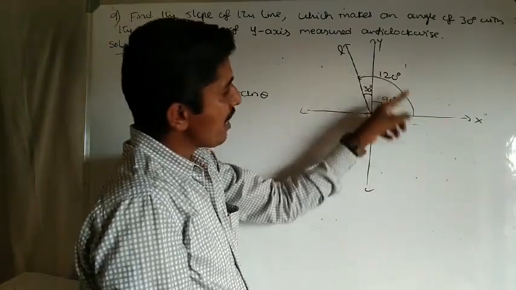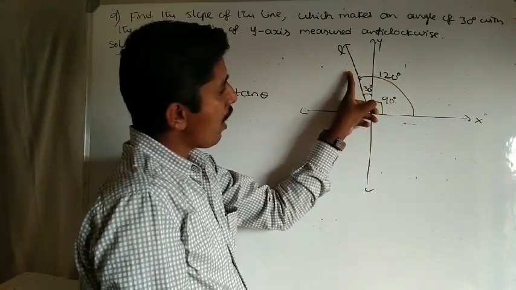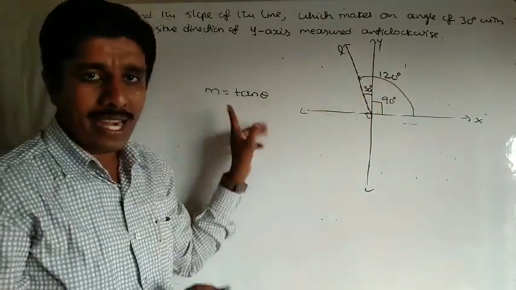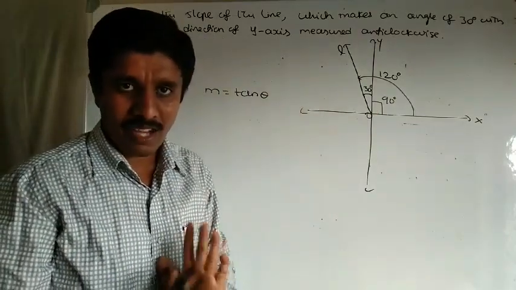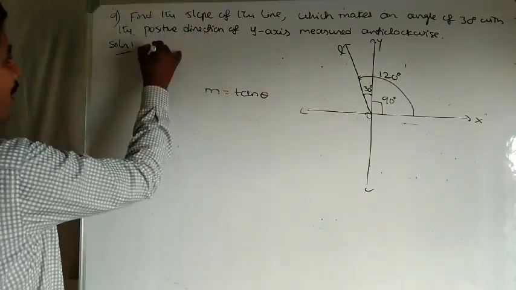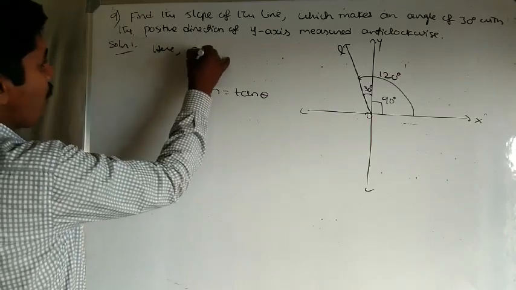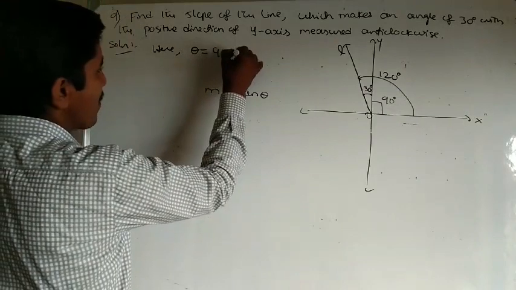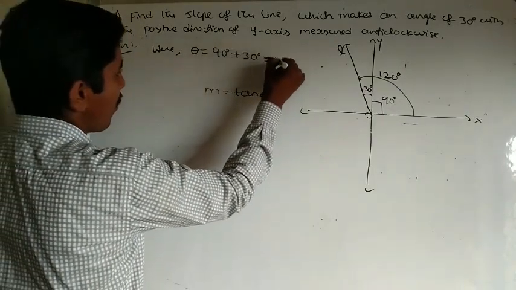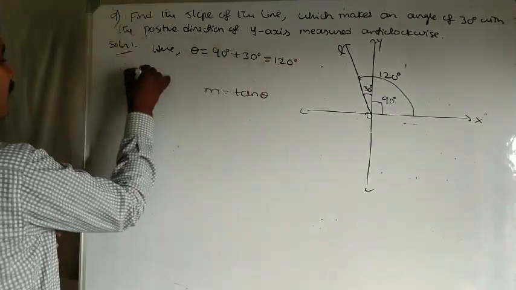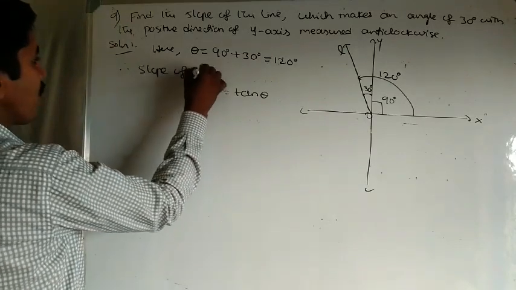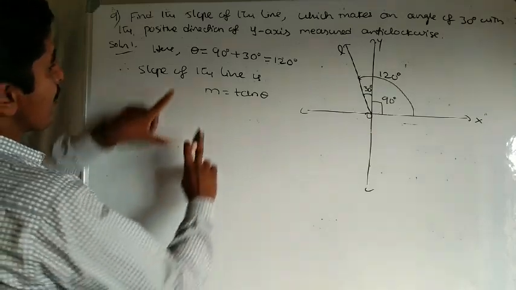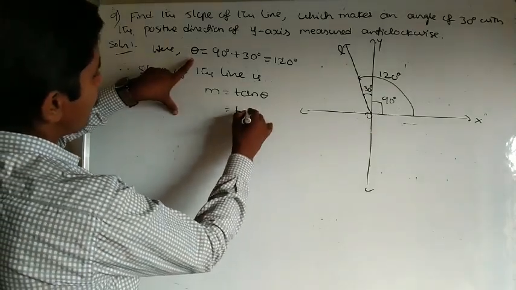Therefore, 120 degree is called the inclination of the line. The slope of the line is tan 120 degree, not tan 30 degree. Are you following? Therefore, directly I am taking theta equal to 30 degree plus 90 degree, or 90 degree plus 30 degree, which is equal to 120 degree. Therefore, the slope of the line is given by m equal to tan theta. Substitute the theta value.